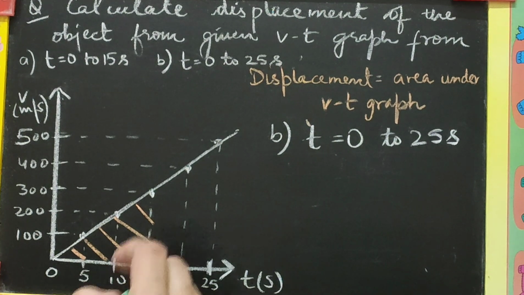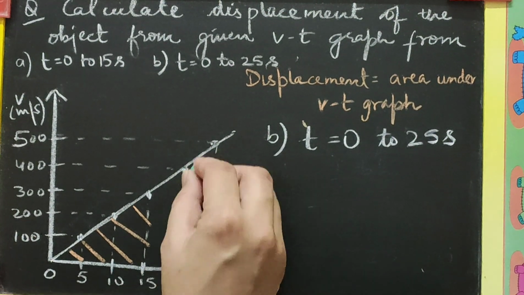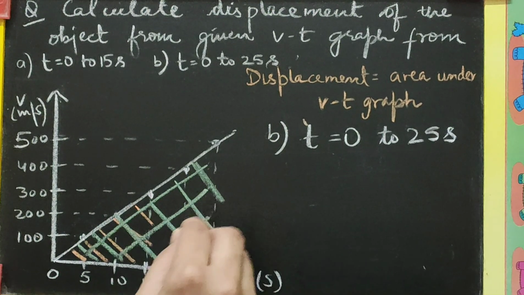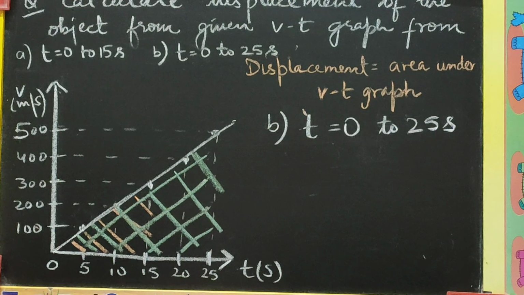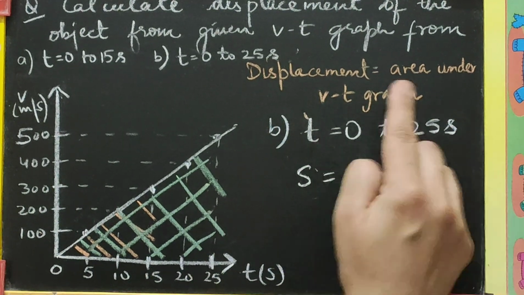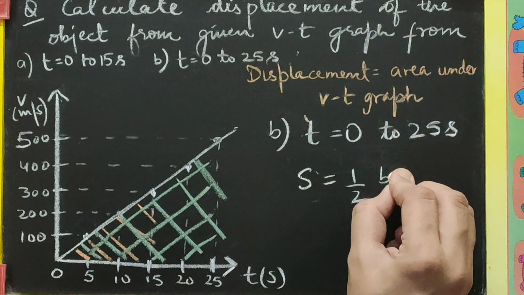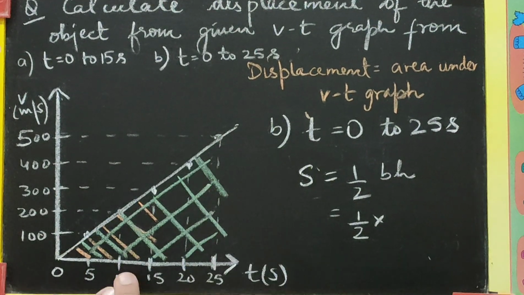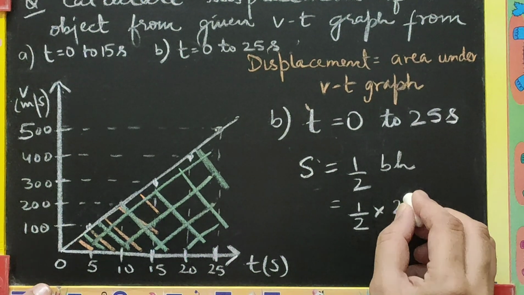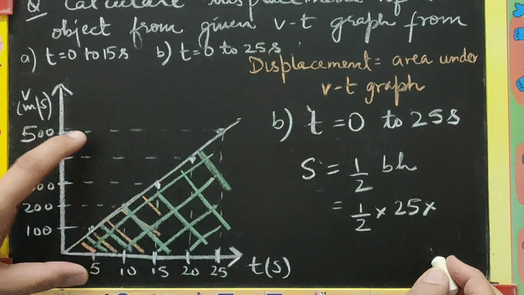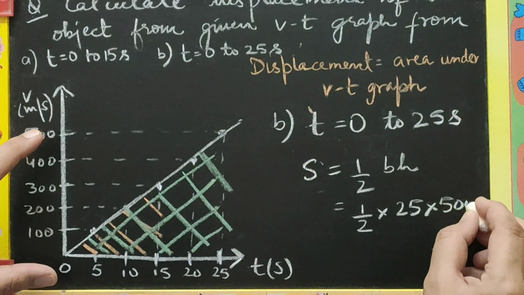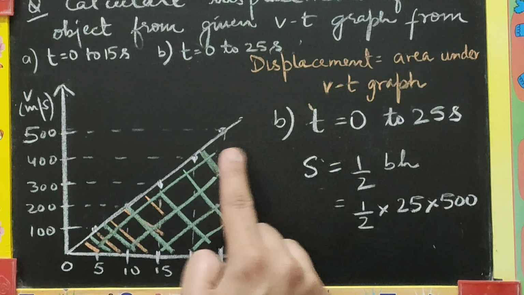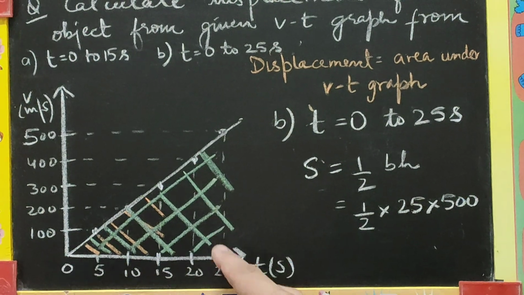So this time you can see the area under the graph would be this complete triangle. This complete area is to be calculated this time. So again, displacement is the area under the VT graph. So half base into height, half as it is. The base of this triangle is this 25 seconds interval and the height of this triangle is 500 meter per second. t0 to t25 seconds, so that is this complete area, right angle triangle.